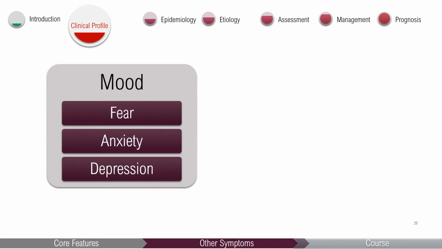Mood symptoms also occur, and they do not have a diagnostic significance, but they're very important from the management point of view. These include, for example, fear, anxiety, depression, sadness, weeping spells. These symptoms are often secondary to, or at least are made worse by the primary symptoms like clouding of consciousness.